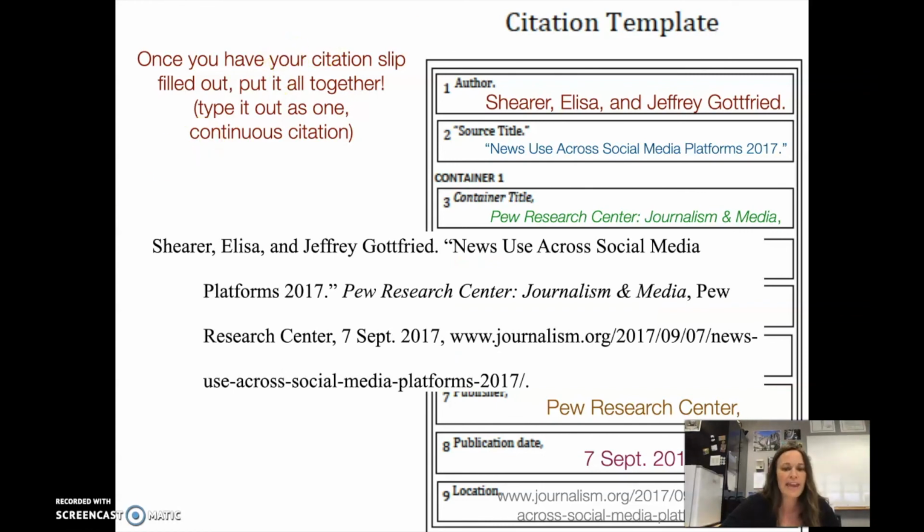Notice that I have my hanging indent there where my second, third, and fourth lines of my citation are indented. Also notice that I ended the entire citation with a period. That is important. And so there you go. That's citations and what goes inside them.